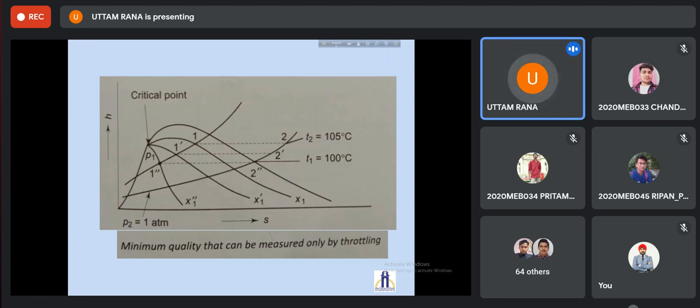Suppose we are considering steam at 1 atmospheric pressure. What is superheating? Superheating means the difference between the temperature which is prevailing and the saturation temperature. That difference in temperature is called the degree of superheating. For example, at 1 atmospheric pressure, the saturation temperature is 100 degrees centigrade, and if the steam is at 110 degrees centigrade, the degree of superheating is 10 degrees centigrade. Now, to measure the quality of the steam properly, a minimum degree of superheating is required. That means if your pressure is 1 atmospheric, let us say the minimum degree of superheating required is 5 degrees.